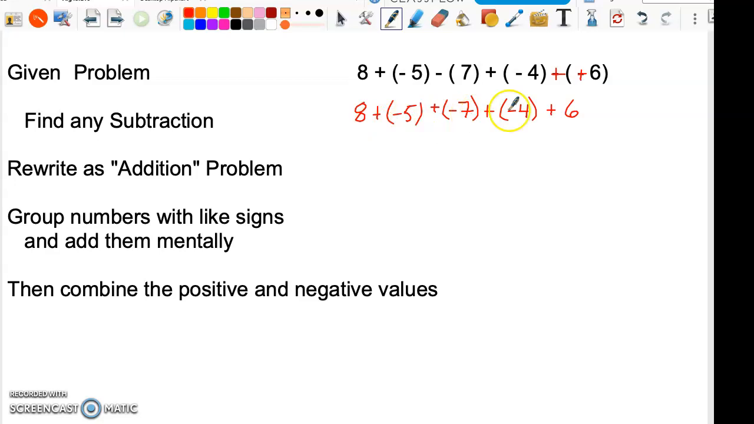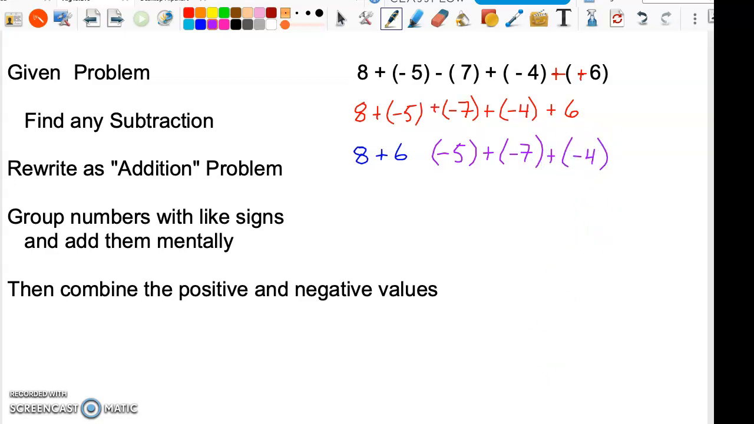Instead of adding from left to right like you would normally do for order of operations, the trick you can do when you have an addition problem like this is you can take all of your positive numbers. In this case, I have positive 8, I have positive 6. And then I can take all of my negative numbers. In this case, I have negative 5, negative 7, and negative 4.